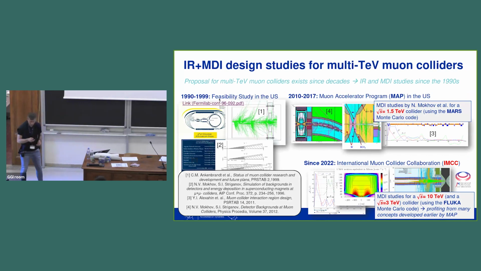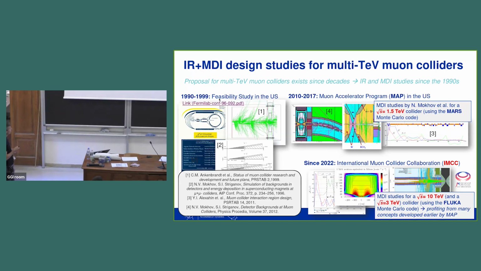So just a few words about the history. Proposals for multi-TeV muon colliders have already existed for decades. There was, for example, this feasibility study in the US in the 1990s.